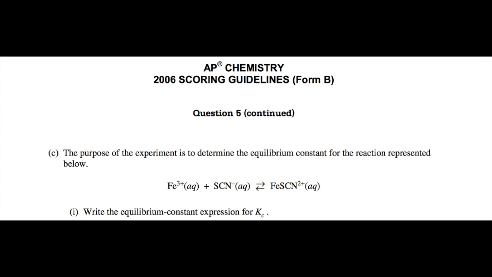Okay, so now that we've analyzed the chart and the data, the next part, C, is asking more about the direct equilibrium. C says the purpose of the experiment is to determine the equilibrium constant for the reaction represented below. They give us the equilibrium reaction, and then it says write the equilibrium constant expression for Kc. To write Kc is very simple. It is simply products over reactants.